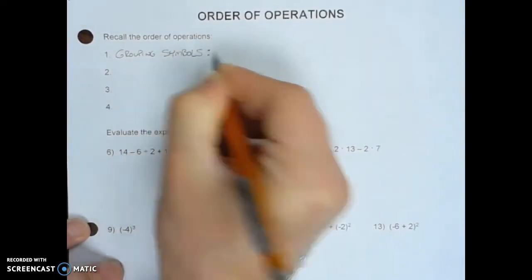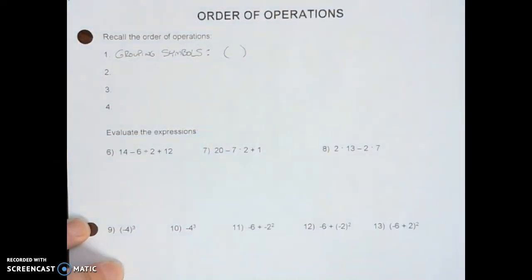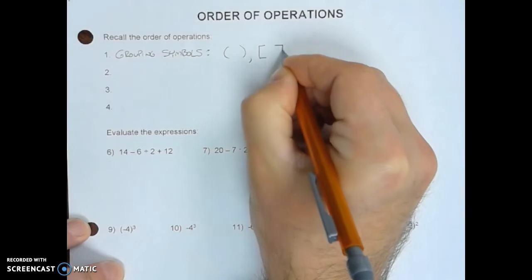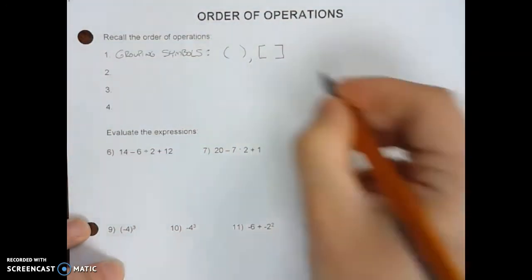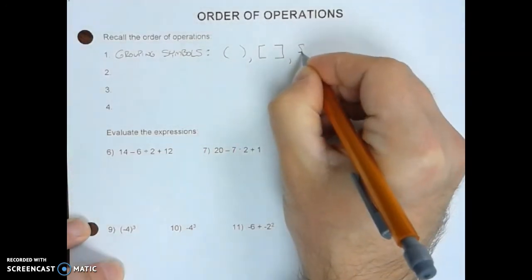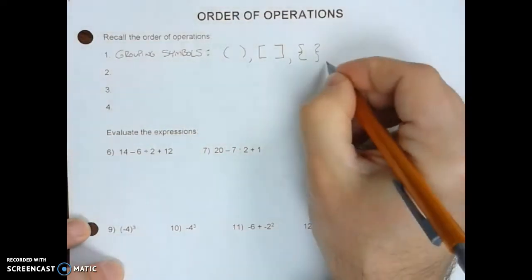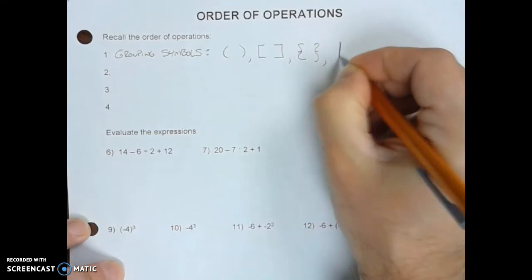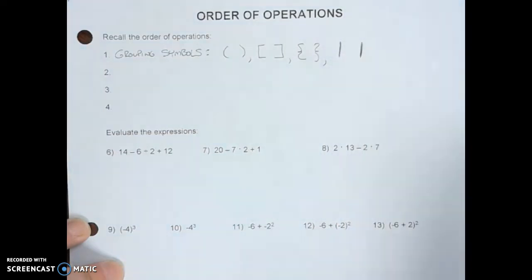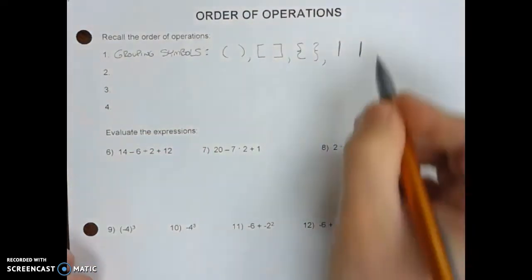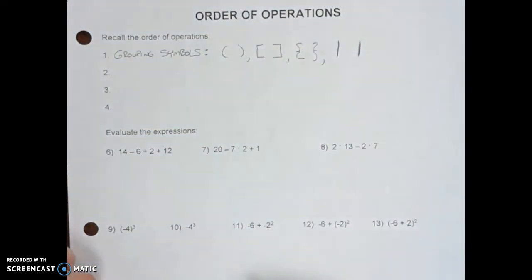Grouping symbols could be parentheses, which you're used to, but they could also be brackets, which look like squared parentheses. They could be braces, these little squiggly lines that are so much fun to draw. Or they could even be absolute value bars, another form of grouping. If there's any operation inside of any of these grouping symbols, that's the first thing you need to evaluate.